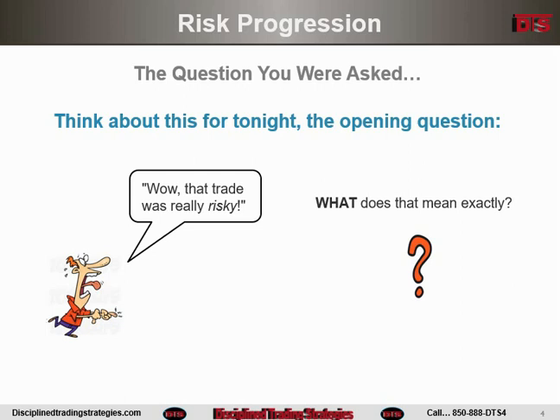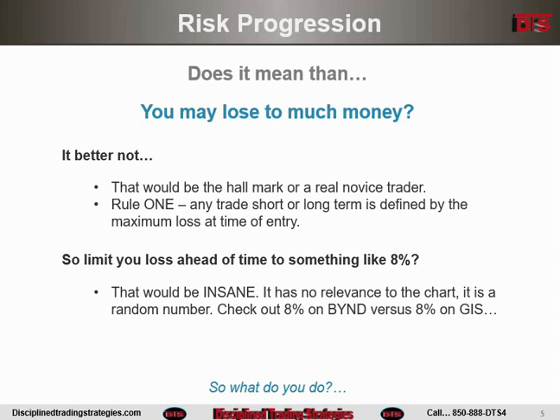The bottom line is that I don't know what that means. When people say this to me, it has no meaning at all in trading. And here's why. Does it mean that you lose too much money, right? That's what some people would say, oh, you're going to lose too much money on that trade. Well, that's a very novice trader talking, right? Because there's no such thing as losing too much money on a trade unless something bizarre happens, which I'll talk about in a minute.